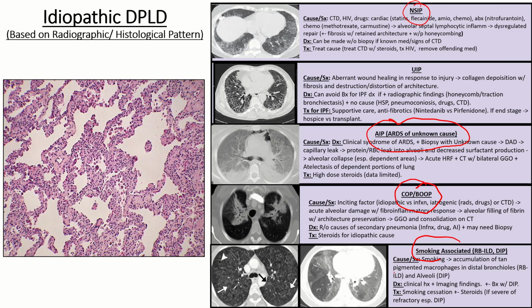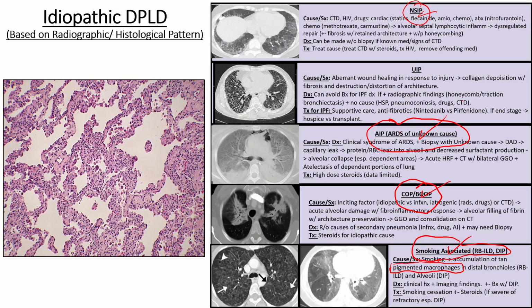And that's one thing I didn't mention when going over smoking-associated ILD: you will probably find these pigmented macrophages on BAL or subsequently on biopsy. If you pursue that, you don't always need to pursue that, it's kind of a hallmark of that disease, but it's inflammation secondary to the smokers' macrophages. All these respond to steroids. NSIP responds to steroids, AIP responds to steroids, COP-BOOP responds to steroids, and smoking-associated RB-ILD does.